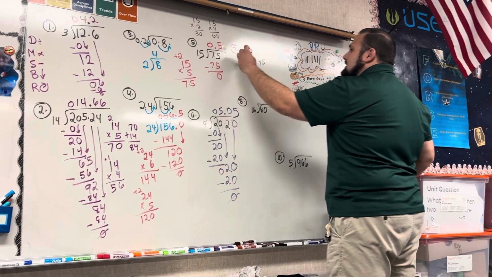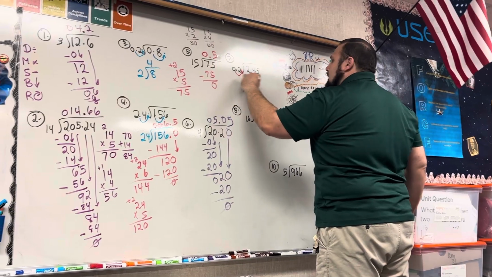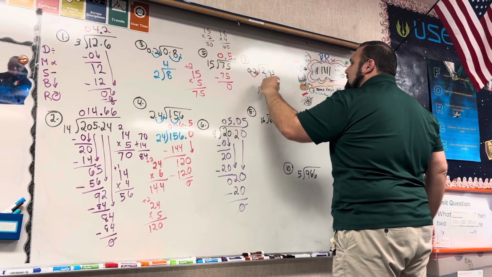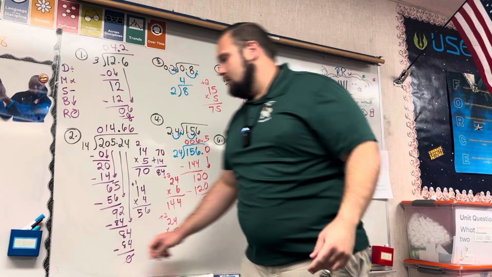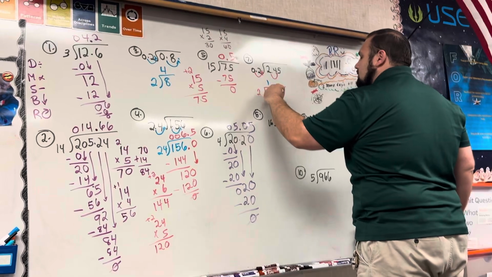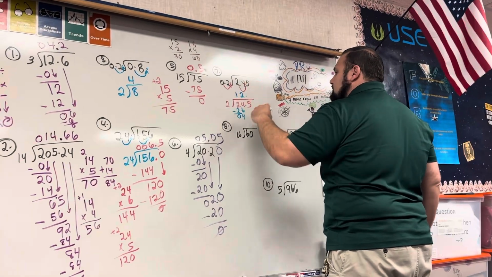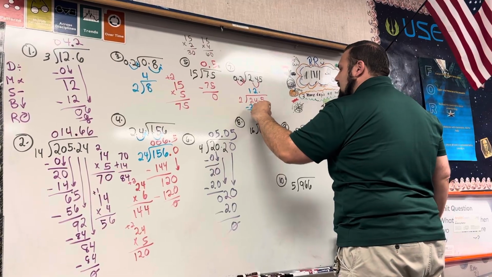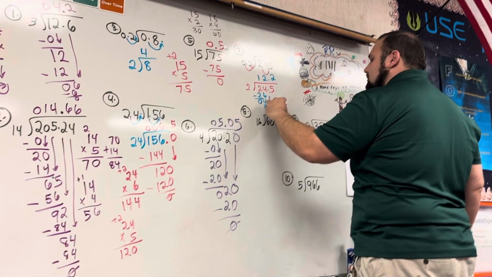All right, this has a decimal, so we move it once to the right, which means we move this one once to the right. So now we have 24.5 divided by 2. And this should be a walk in the park because we know our 2's. 2 goes into 2 one time. Okay, bring down the 4. 2 goes into 4 2 times. Okay, bring down the 5. 2 goes into 5 2 times.